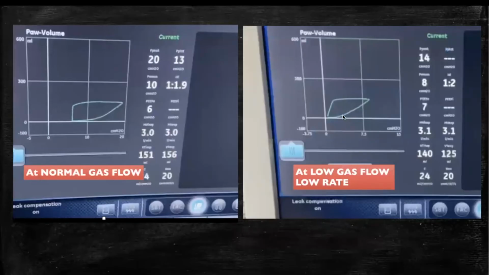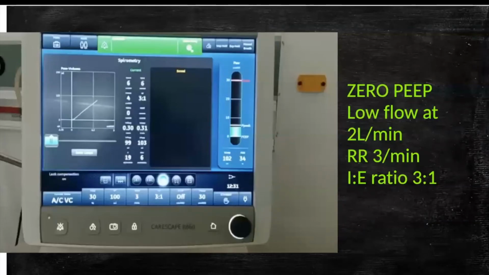But when we reduce that gas flow to 6 liters and the rate to only 6, there is hardly any airway resistance now. And you can see there is no inflection point at 0 PEEP. So this is a static PV loop, and a static PV loop in a normal lung will not have any lower inflection point.